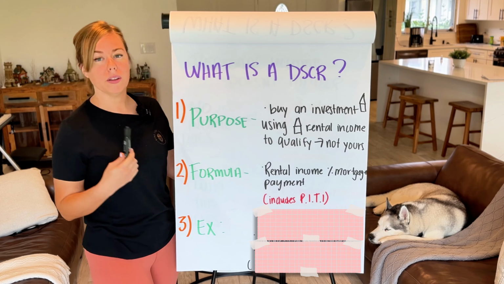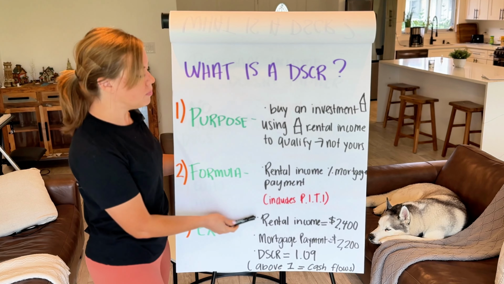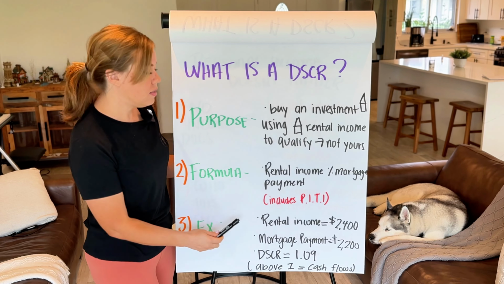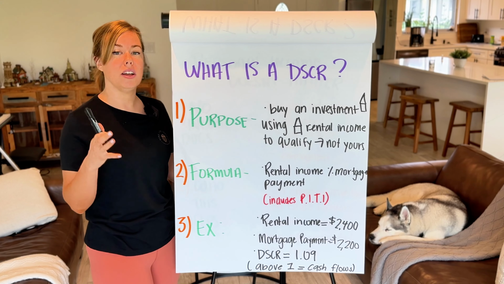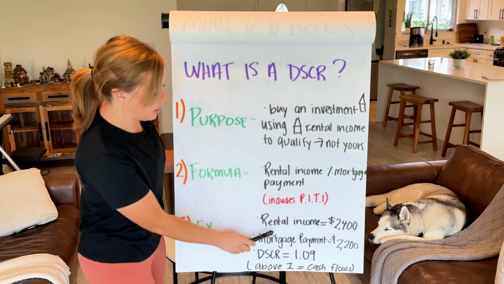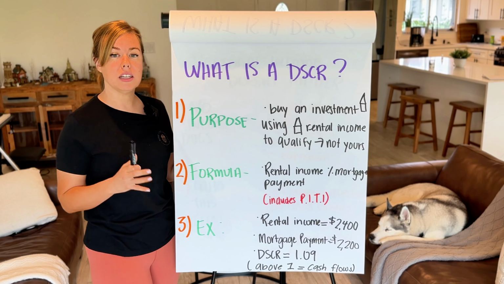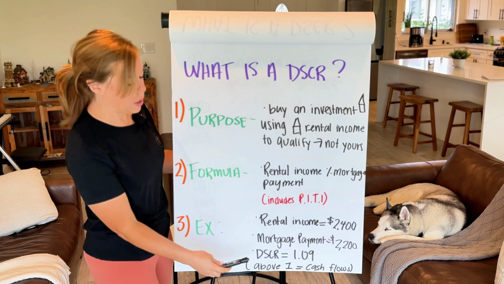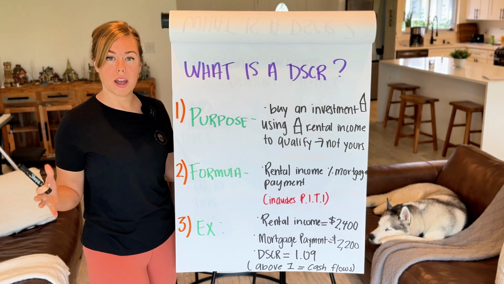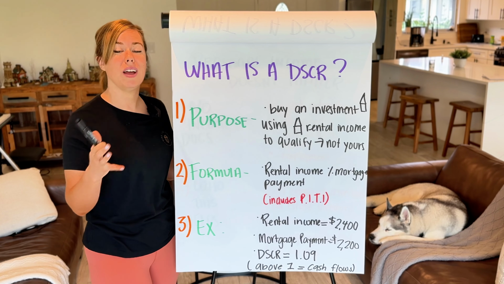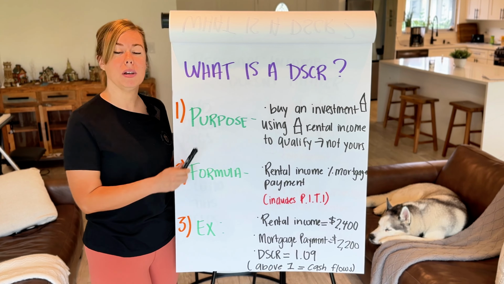So for example, let's say the rental income for the property is $2,400 a month and the mortgage payment is lower than that, it's $2,200. You divide that, that gives you a DSCR ratio of about 1.09, and anything above 1 means that the property is going to cash flow and the bank is going to lend on that property using this type of loan.